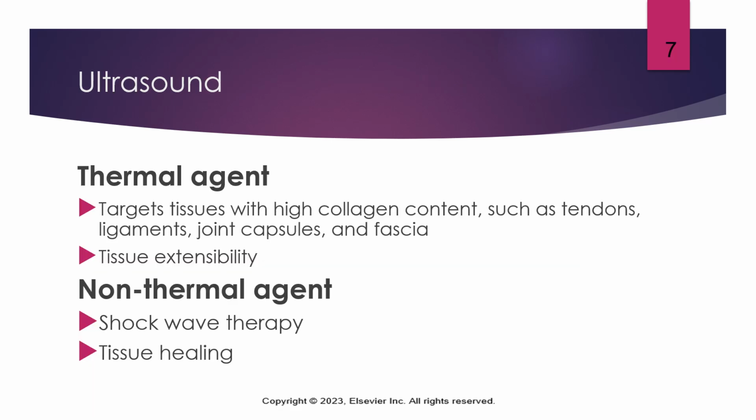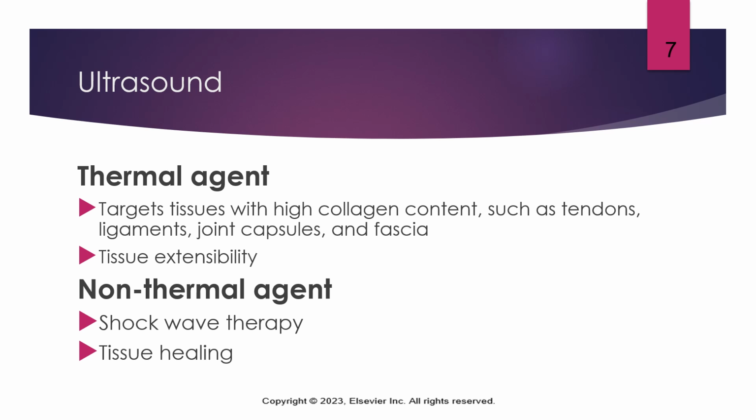So like I had just mentioned, we do have two different forms of ultrasound that we're going to be performing in the lab setting. The first one up top, thermal agent. This is used to target tissues with high collagen content, such as tendons, ligaments, and joint capsules. And the thing that you have to understand is that tendons and ligaments are considered to have a pretty low specific heat, but a very high absorption coefficient, basically just meaning that they absorb this ultrasonic energy more efficiently than other tissues like muscle does.